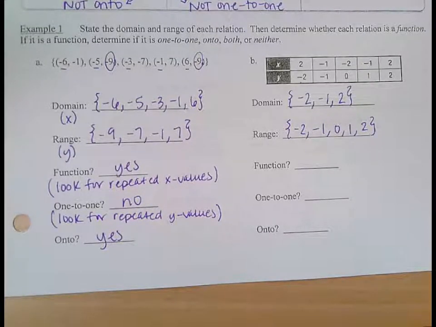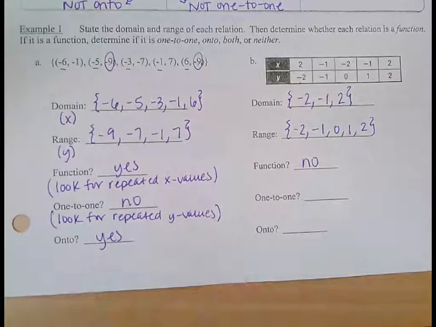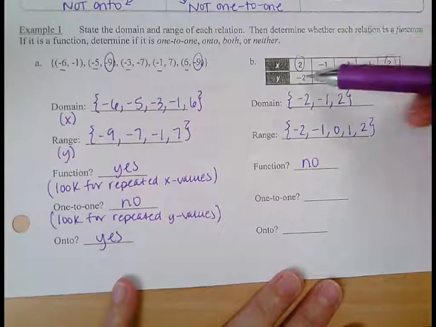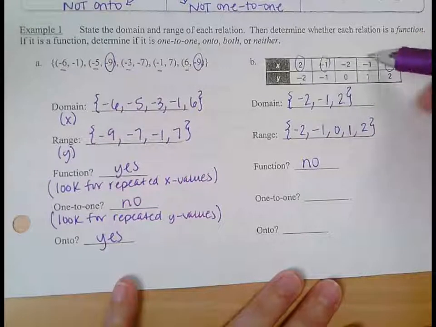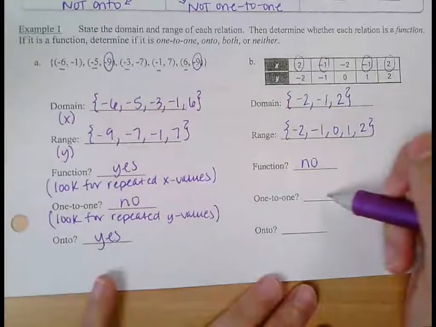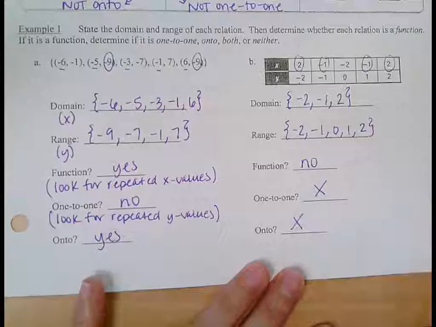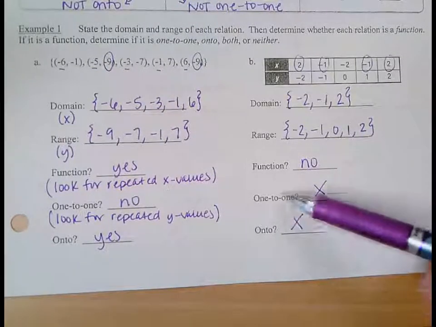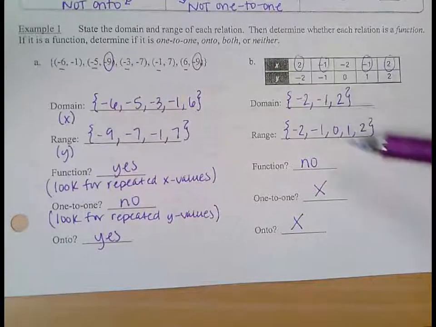I see some no's. I agree. Why is it not? John? Yes. The x value 2 is paired with more than one y value, so is the x value -1. So it's not a function. That means you don't look to see is it one-to-one or onto. You only look for these if it is a function. So if it's not a function, you just find domain range, say it's not a function, and you're done. Questions on that one? Okay.